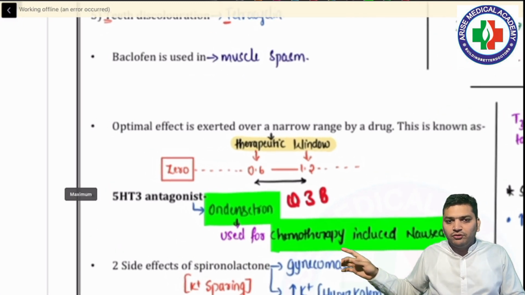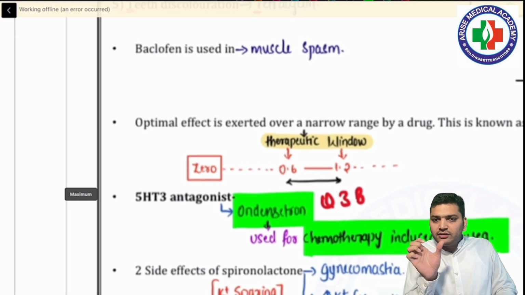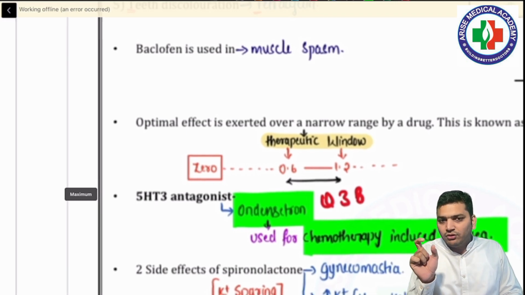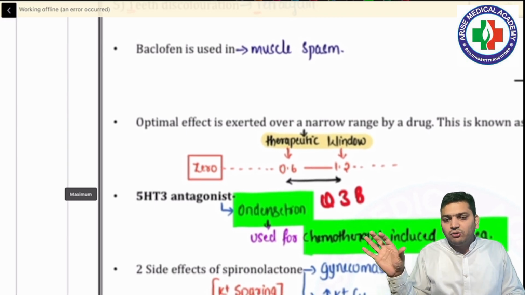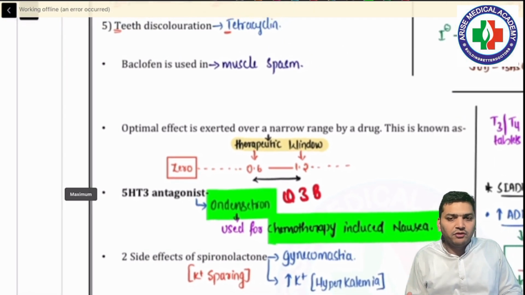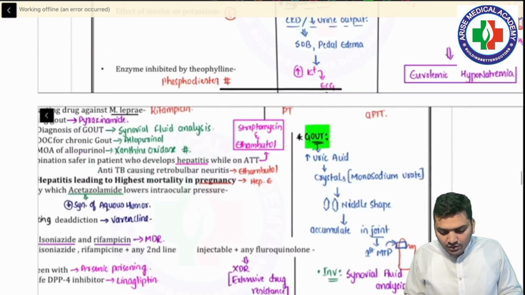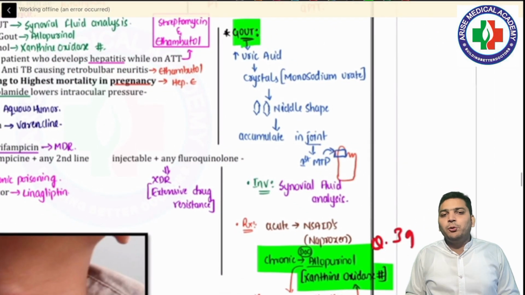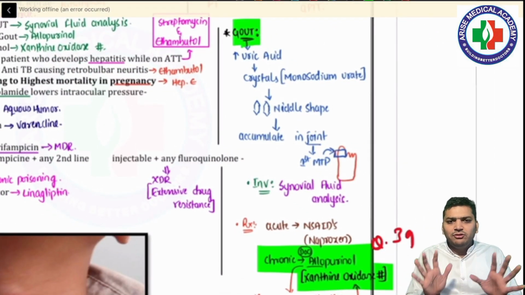So ondansetron, the choice where we have the word setron, that was the group that you have to select. So for chemotherapy induced nausea, we give ondansetron or the setron group of drugs. Then there were 3 questions from Gout. Here itself, I will tell you all the 3 questions.